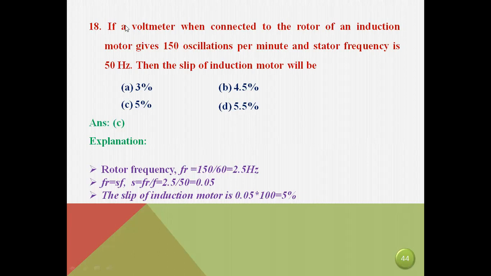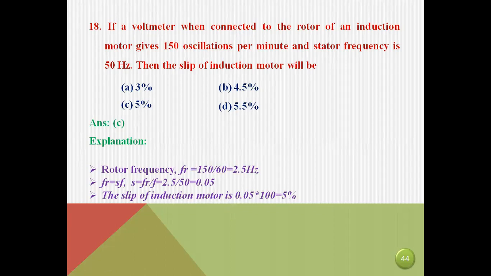So here there is a question like: if a voltmeter connected to the rotor of an induction motor gives 150 oscillations per minute and the stator frequency is 50 hertz, then the slip of the induction motor will be? Now we are supposed to find the value of slip. How can we find it? We have the equation s equal to ns minus n upon ns. But here they have not given anything about n. So we can look at any other equations. Yes, we have. What is the equation we have? We have s equal to Fr.